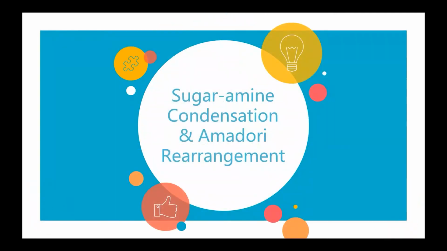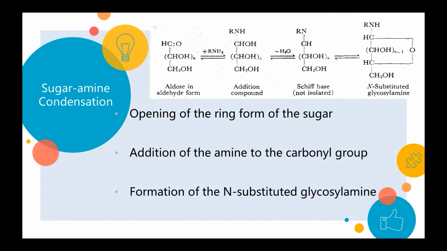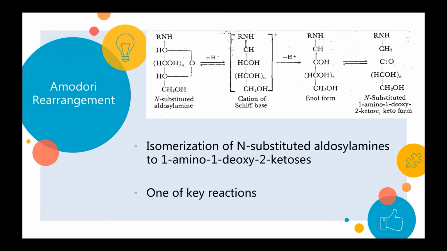So let's move on to the initial stage. At the beginning of the initial stage, the reducing sugar opens the ring in the presence of amino acid to form an aldehyde. Then the amine will add to the carbonyl group of it. The generated compound further loses a molecule of water to form an N-substituted glycosylamine. The following series of reactions is called Amadori rearrangement, which is the isomerization of N-substituted glycosylamine to 1-amino-1-deoxy-2-ketose.